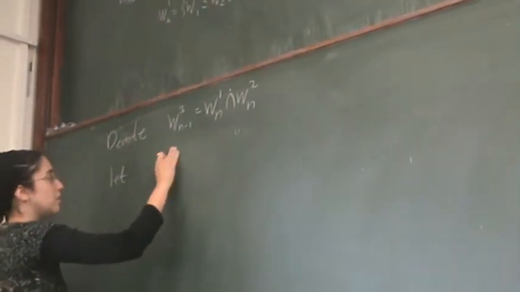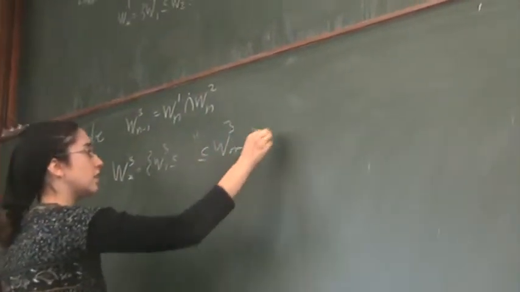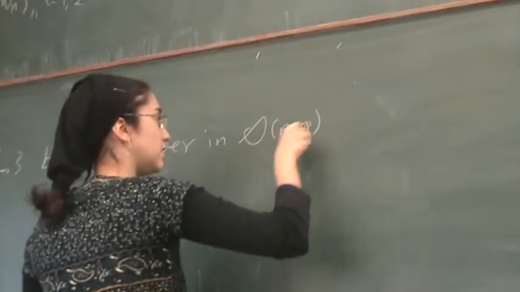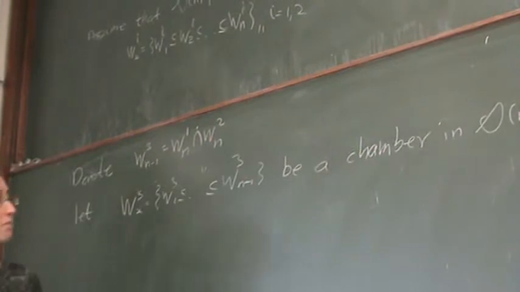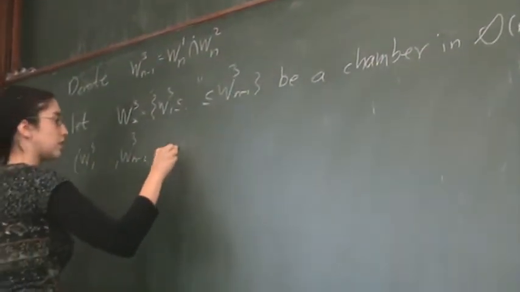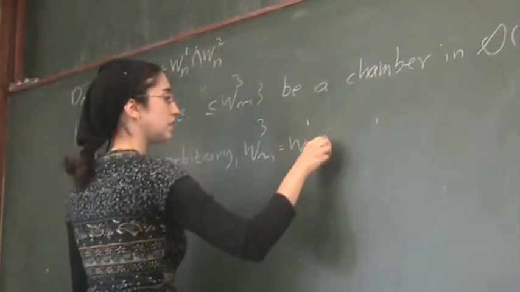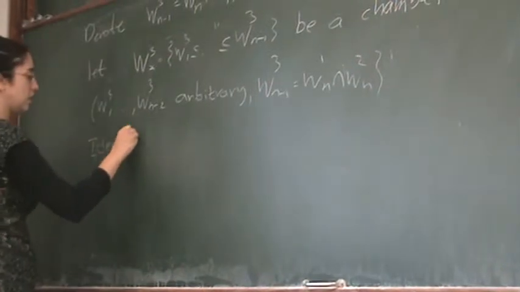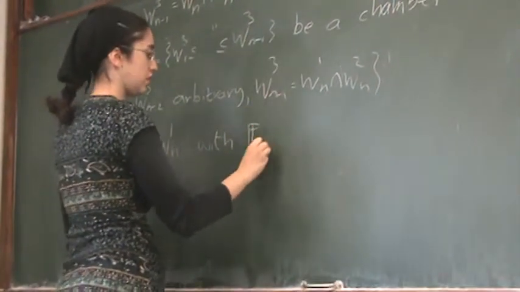And now, let W3 star n-1 be a chamber in S_n(Q), any chamber that contains this. And now, identify W_1n with F_Q^n.